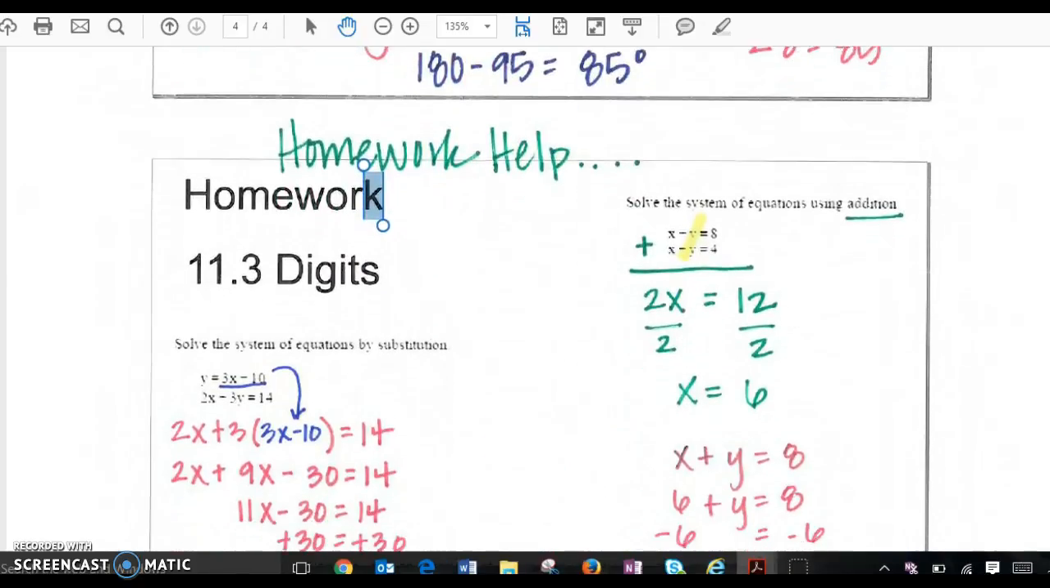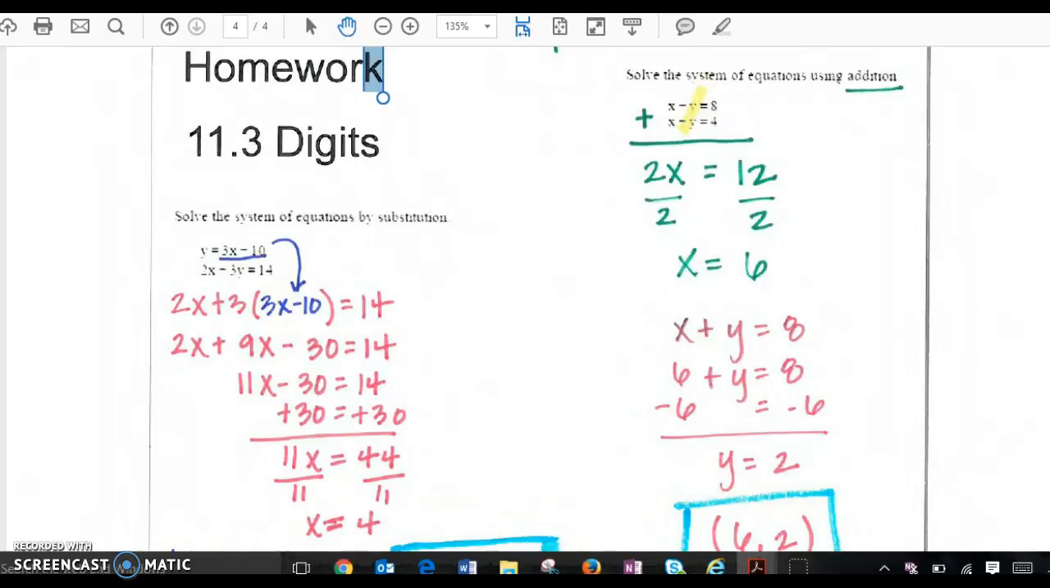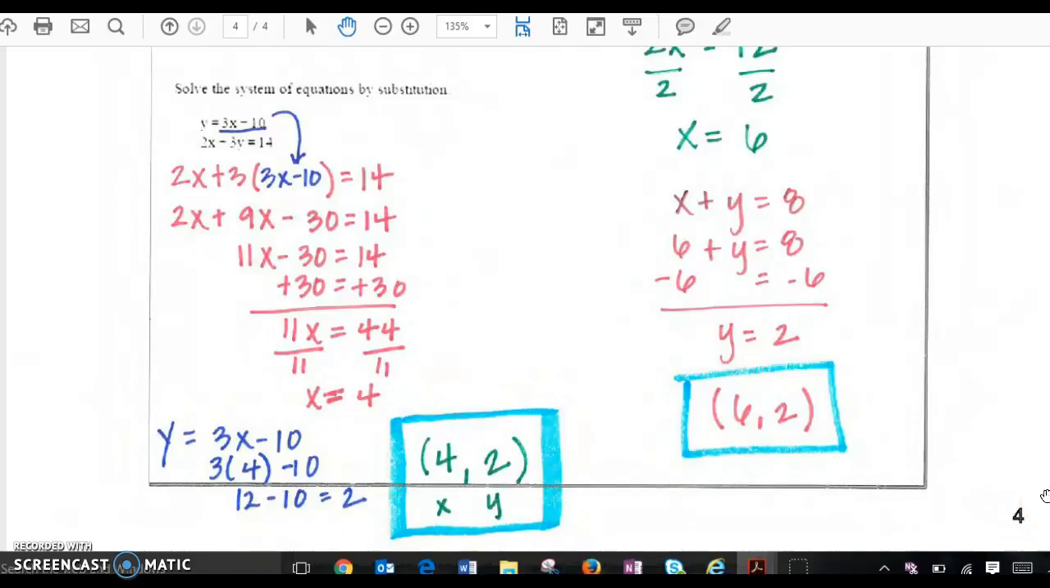Before you get started on your homework, I just want to remind you, back in topic 6 we spent a lot of time solving systems of equations. I have given you 2 examples here. One is to solve the system by substitution. You plug in y equals 3x minus 10. Anytime you see a y in the second equation, you plug in 3x minus 10.